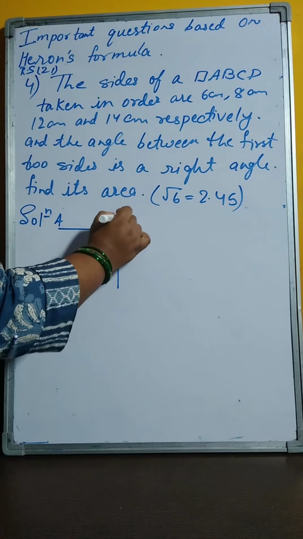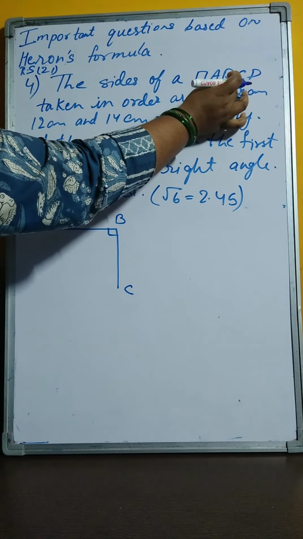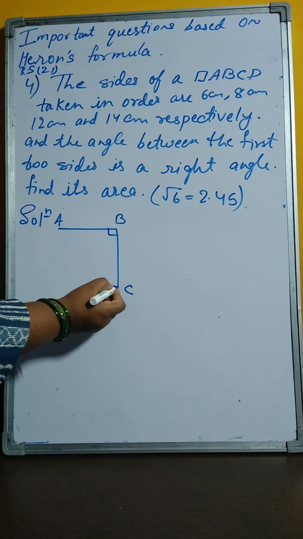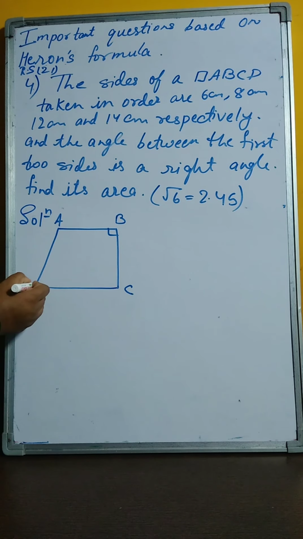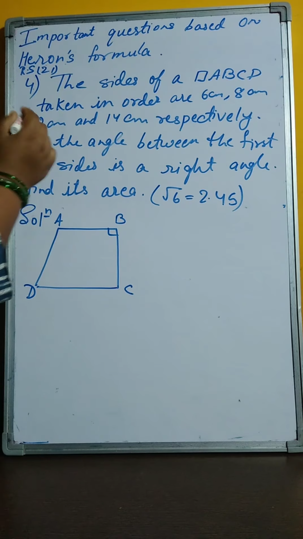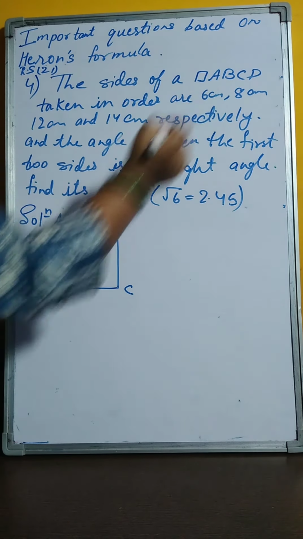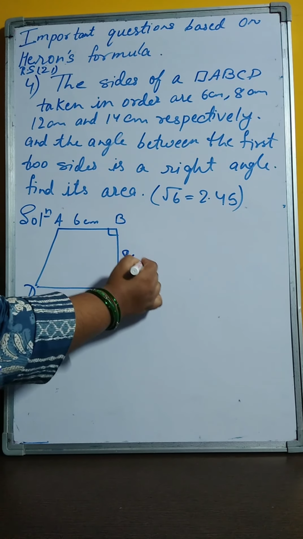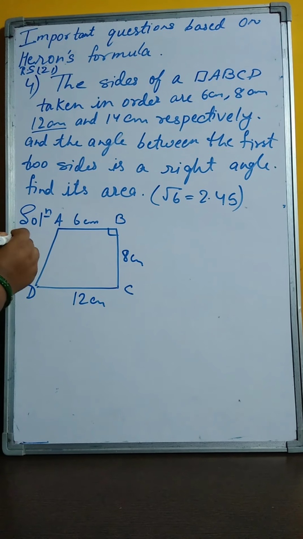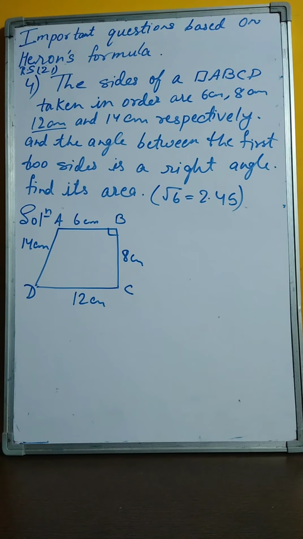that first two sides AB and BC. First side is AB, second side is BC. The angle between these two is 90 degrees. So let us complete the quadrilateral. Suppose it is completed ABCD. Now taken in order, this AB is 6 cm, second side BC 8 cm, third side 12 cm, and the fourth side is 14 cm. Question says to find its area.